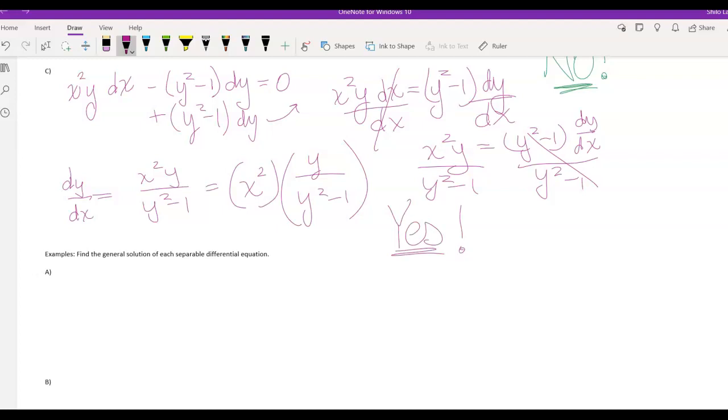I just wanted to commit to the method I told you I was going to do for this problem. So right from the get-go, I said I was going to try to write it in the format that we have in the definition for separable.